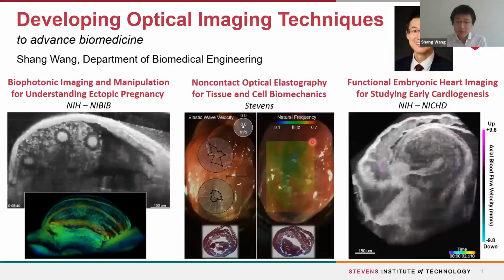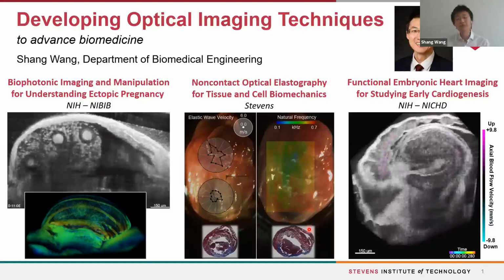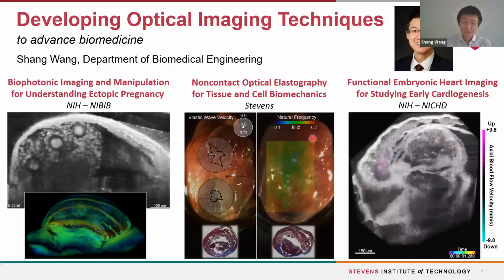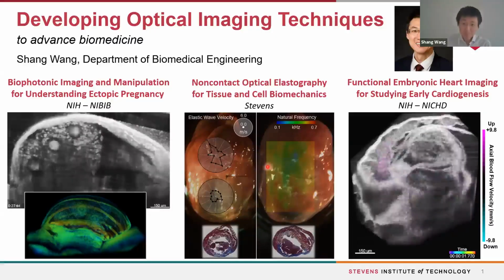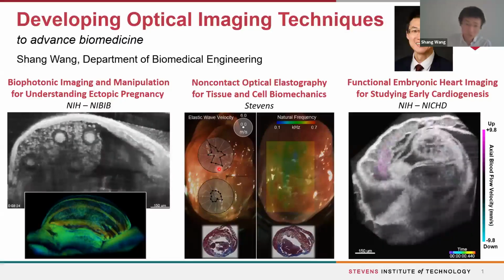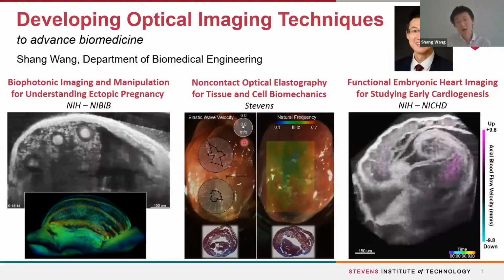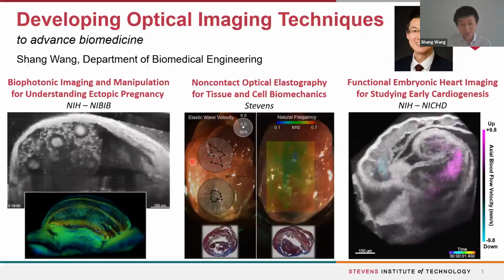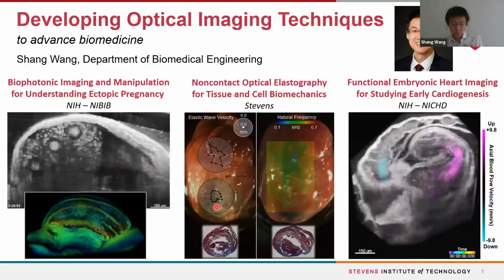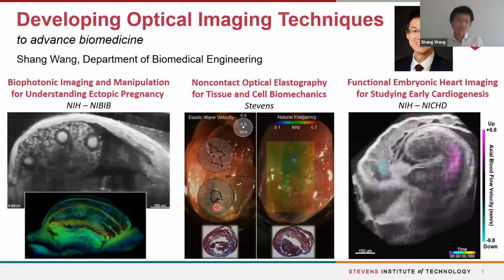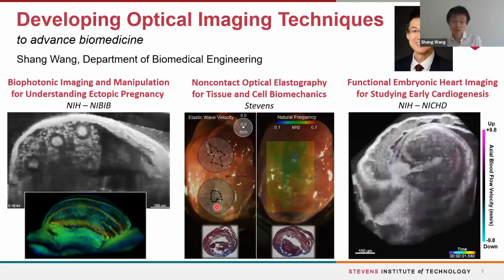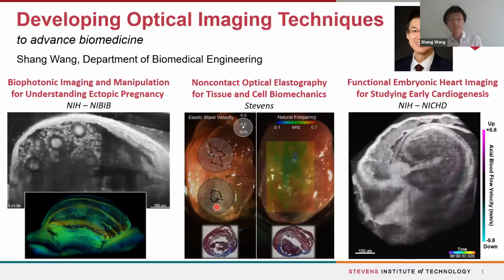In the example here, to understand the biomechanics of myocardial infarction, our method can provide not only high resolution mapping of stiffness in the tissue, but also direction resolved elasticity in the healthy myocardium as well as the infarcted region. We are currently exploring new contrast mechanisms and expanding new applications, and also pushing this technique further for higher resolution and faster imaging speed.